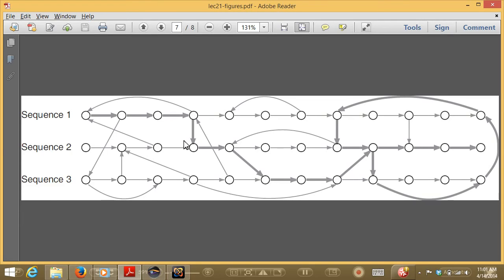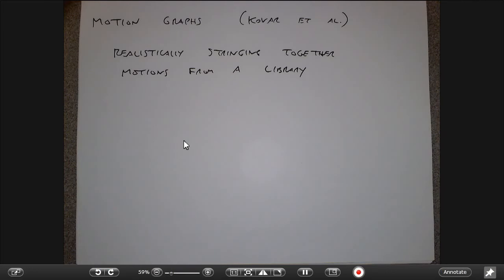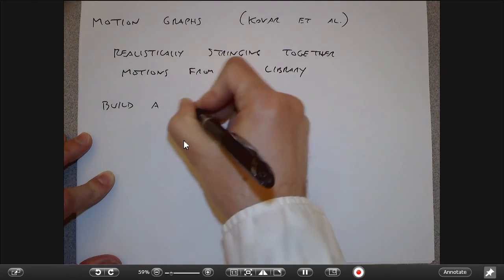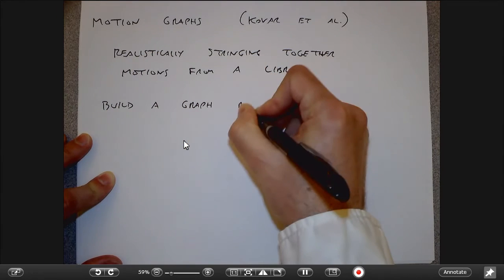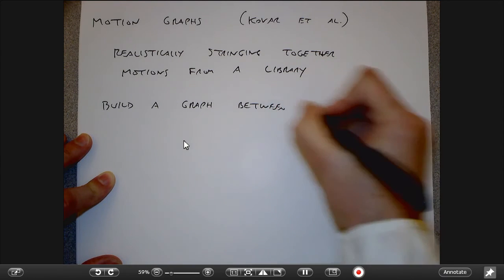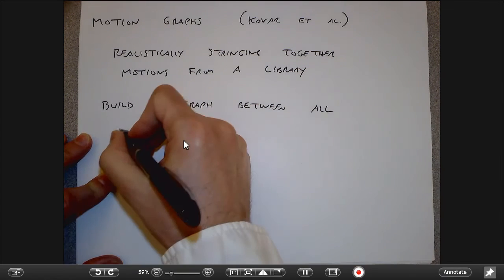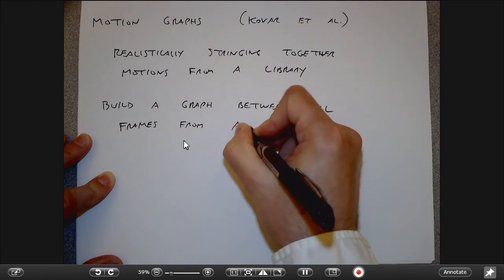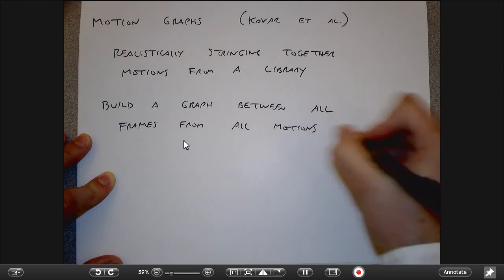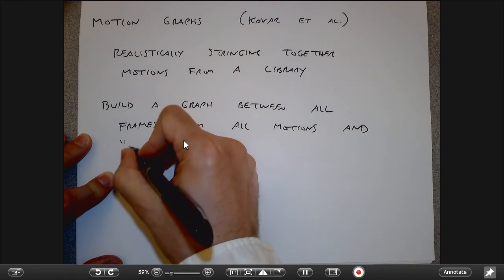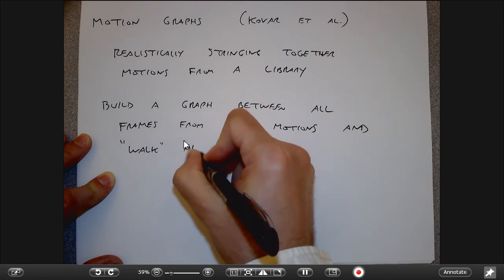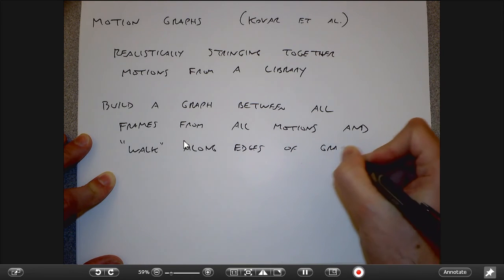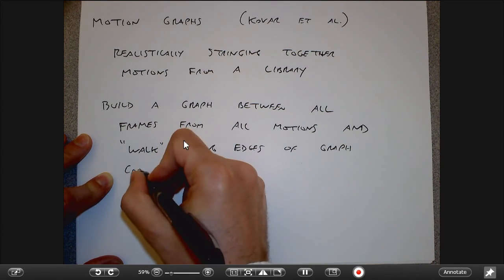So the idea is to build a graph between all frames from all motions, and then walk along the edges of the graph corresponding to good transitions.